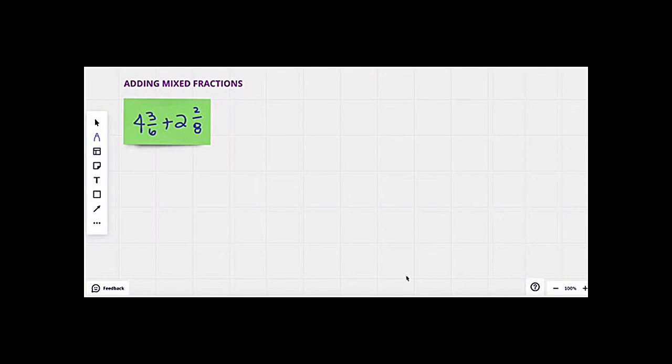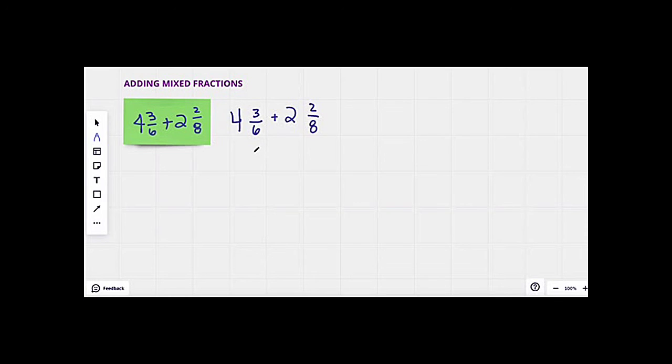Okay, why don't we try another example? So we now have 4 and 3 over 6 plus 2 and 2 over 8. And so we need to add those mixed fractions. So let's get started. Okay, so if we notice, we can actually reduce these fractions before we get started. And so that can make it a little bit easier for us. So why don't we actually start by doing that? So I'm just going to rewrite the question. So we've got 4 and 3 over 6 plus 2 and 2/8.